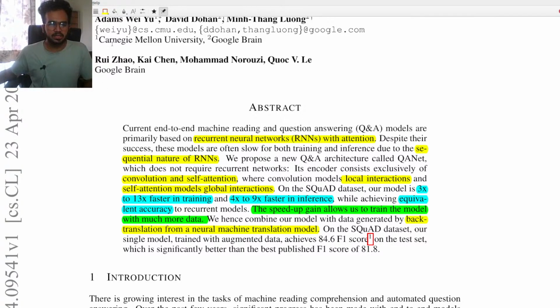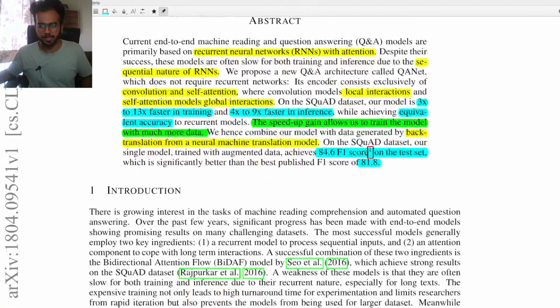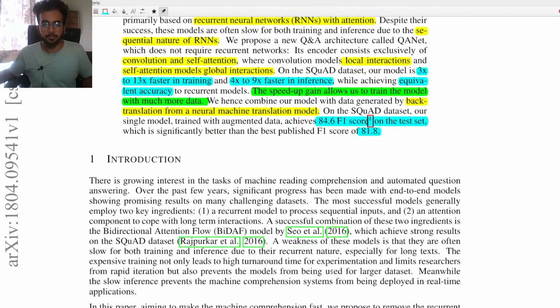So on the SQuAD data, we'll see the results now. On the SQuAD data set, the single model trained with this augmented data achieves an 84.6 F1 score on the test set, which is significantly better than the published F1 score of 81.8. So the best published F1 score was 81.8 at the time of release of this paper, and they achieved 84.6 F1, which is a 2.8 increase in F1, which is very remarkable.